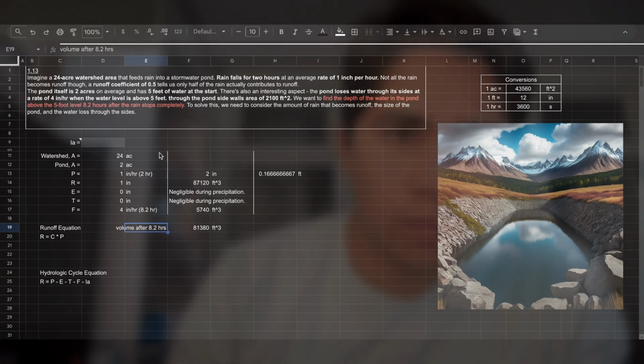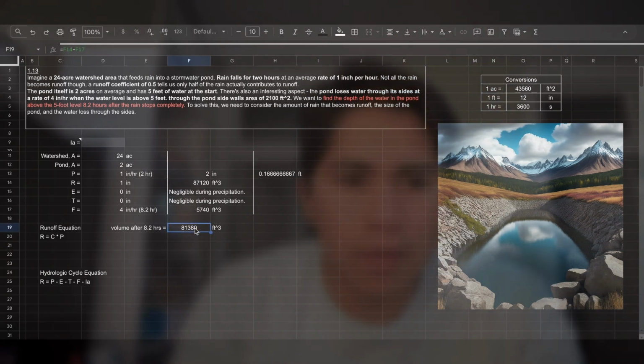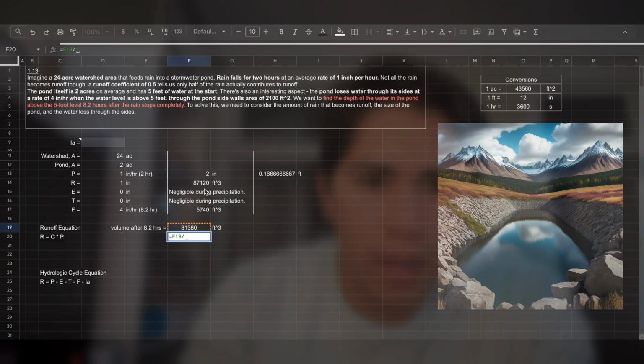Cubic feet. Okay. So this is the volume after that. Now, we are given the initial volume is 5 feet. If we want to know what's the height of all this volume only, we need to divide it by the area, right? So we have to do the total volume divided by the area.